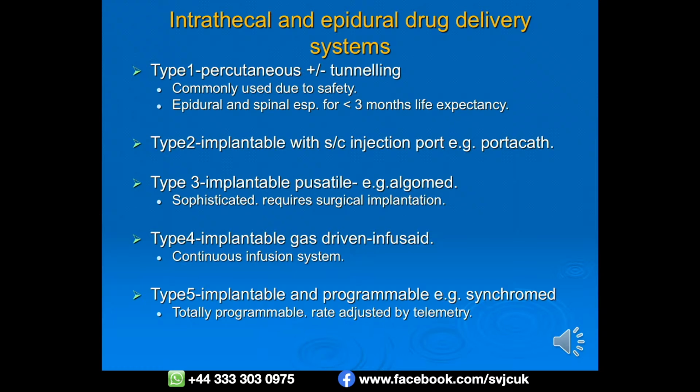Then type 2, where you can use implantable device with subcutaneous injection port such as Portacat. Type 3 is pulsatile implantable devices such as Algomade, which are a bit sophisticated and require surgical implantation. Then there are type 4, which are implantable gas driven such as Infusaid, where you get continuous infusion system. And then type 5, which are completely programmable and implantable like Synchromed, and rate can be adjusted by telemetry.